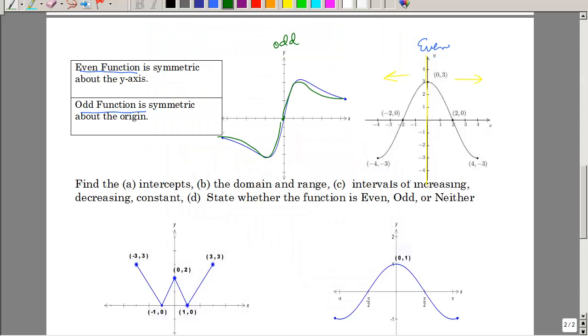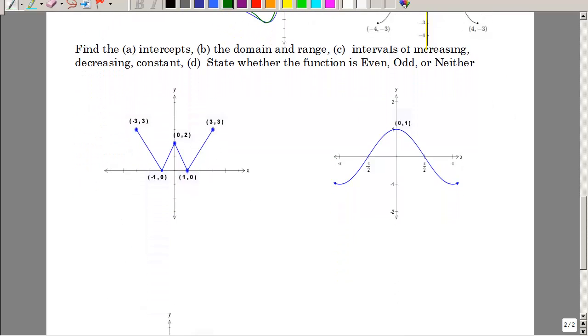When you were in trig class, did you have even and odd functions? Yes, you did. Your cosine function was an even function. In fact, I think that's what this part of the function is. And your odd was the sine wave. So you've seen these terms before. We're just again reviewing. So let's just look at these 3 problems. Find the intercepts, the domain and range, the intervals of increasing, decreasing. Oh, constant. That's different. Whether they're even, odd, or neither.